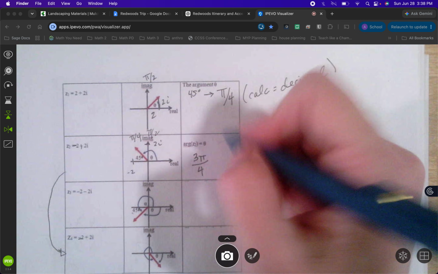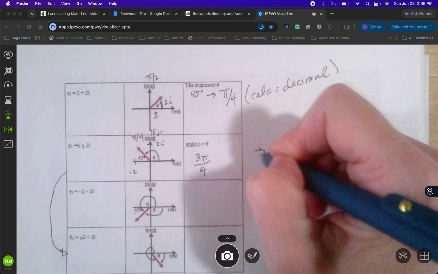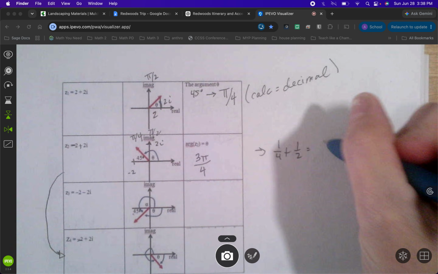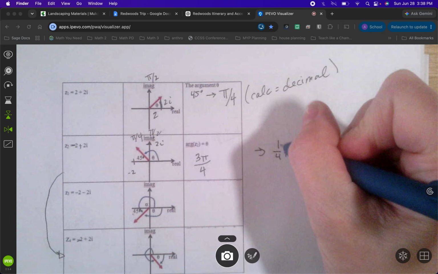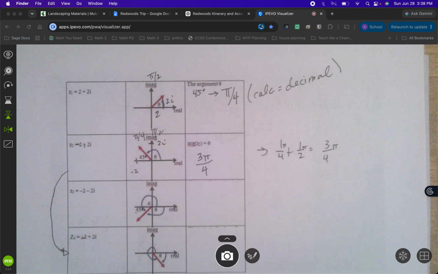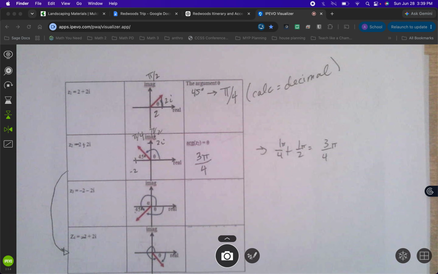And if you ever forget how to do that, you can just kind of ignore the pi and say, well, what's 1/4 plus 1/2? Well, that's 3/4, and then go back and add your pi and think of it sort of as like a variable more than a number, and that can help with the operational part.